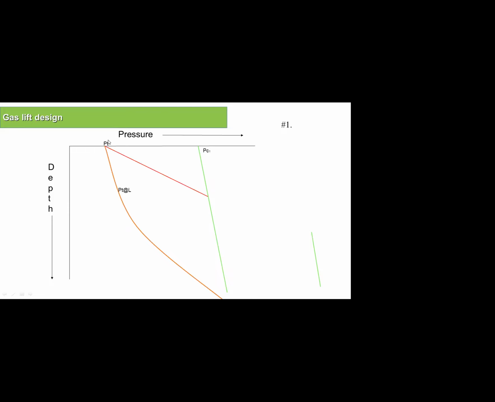Then I draw this from the tubing head till the intersection here. This is the static gradient of the fluid in the tubing, the completion fluid. And I take a safety factor of 30 to 50 psi, and then this will be my valve number one. So what will happen if I didn't do this?